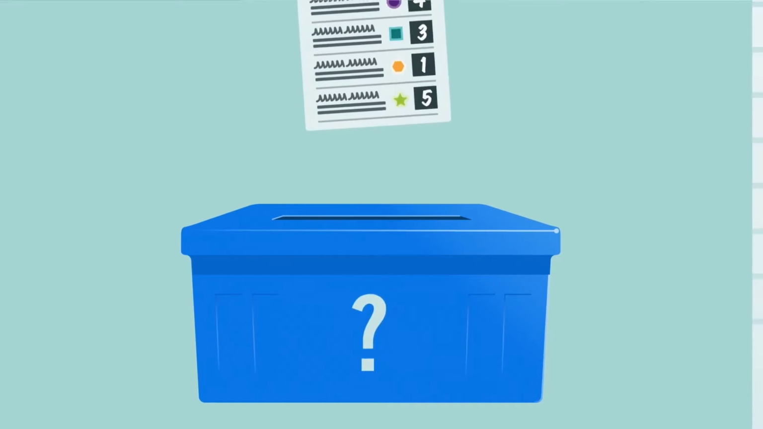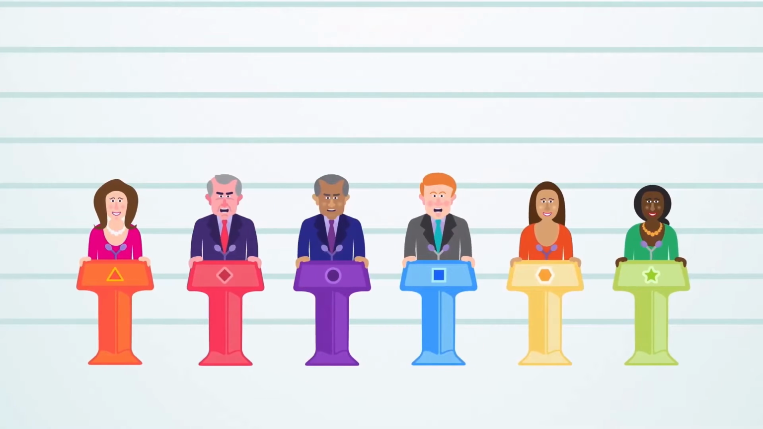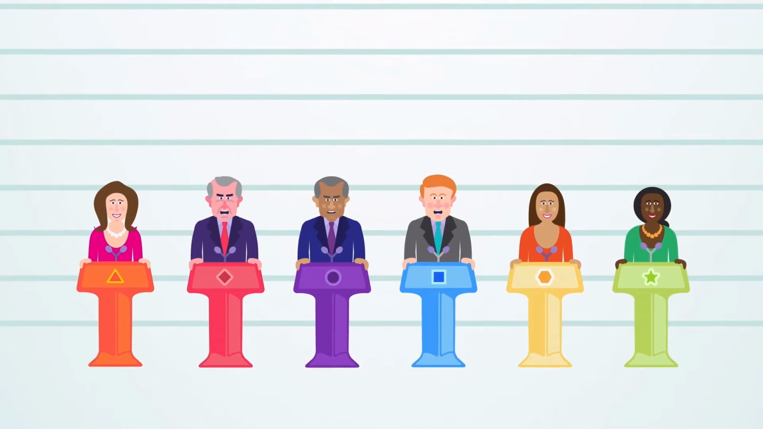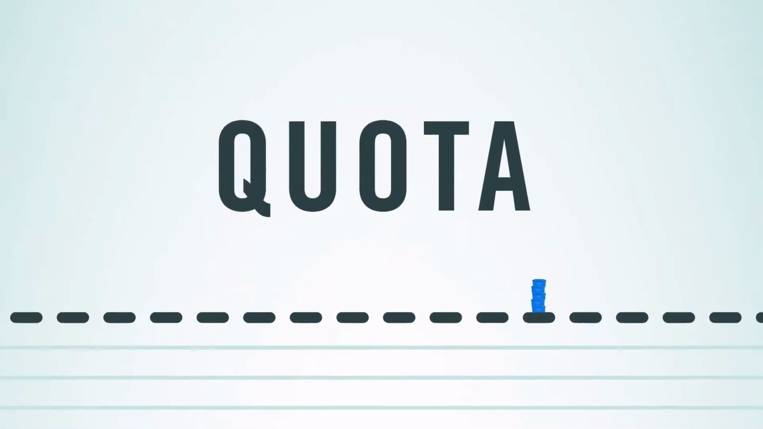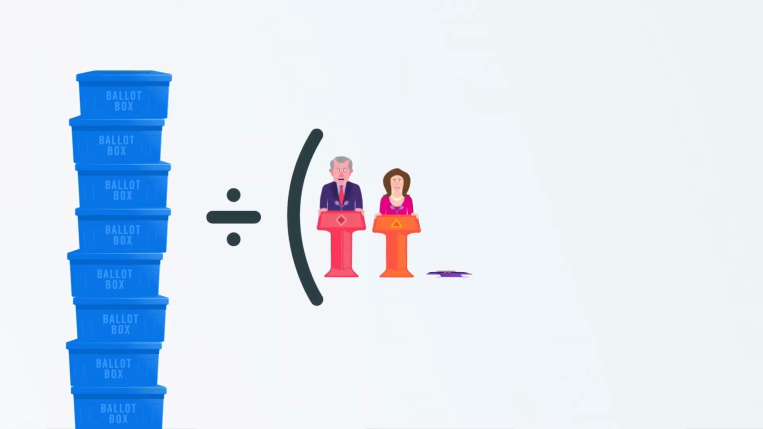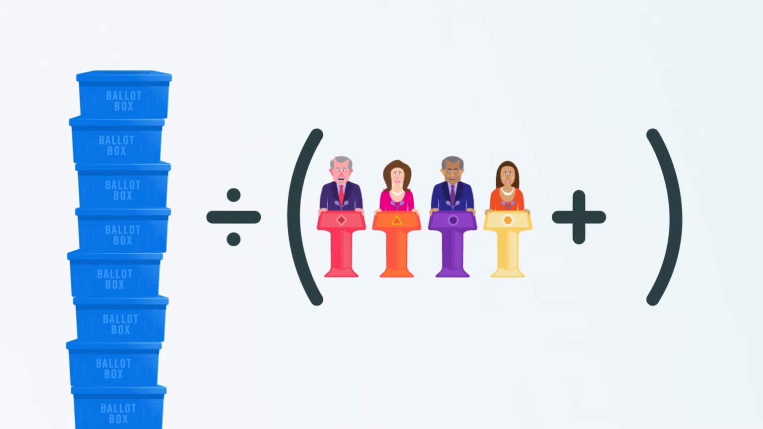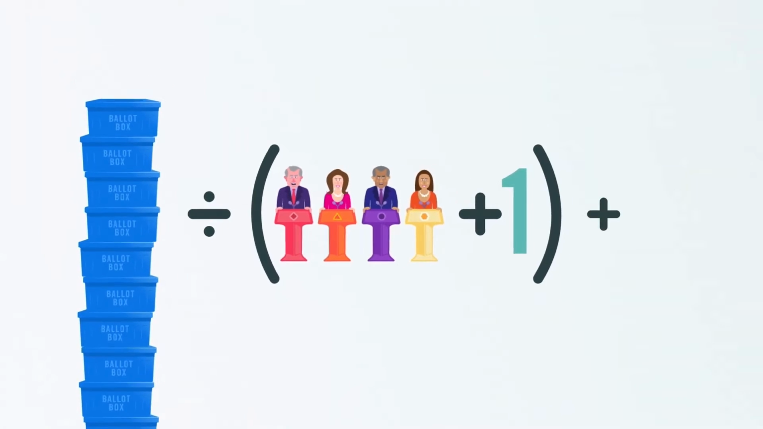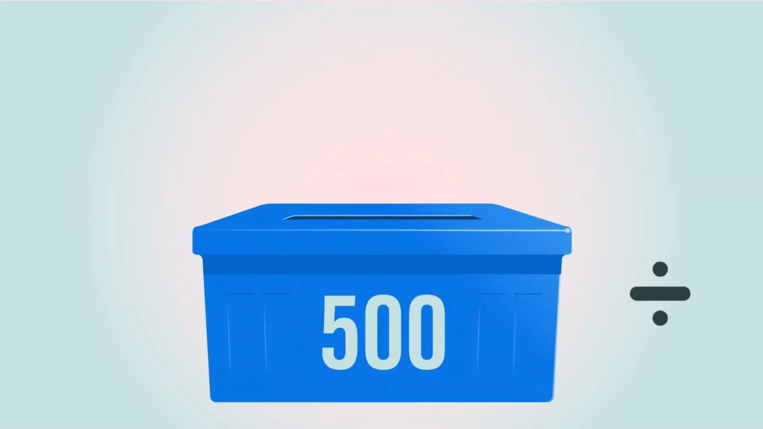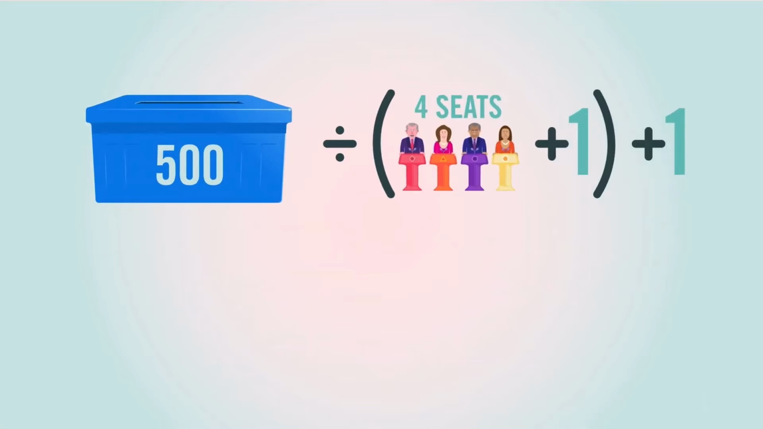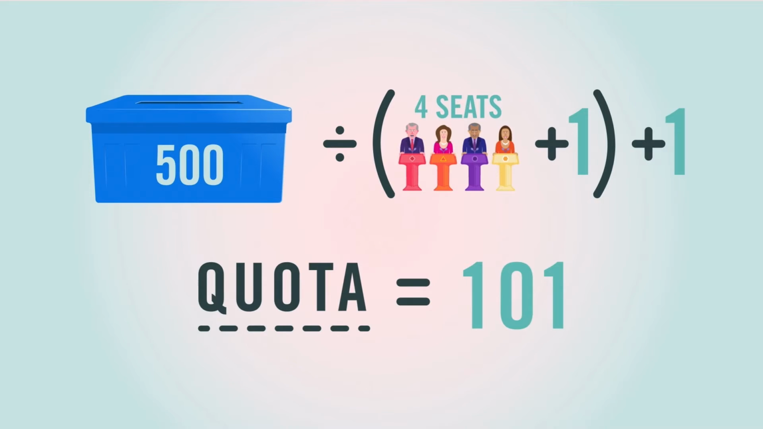But do you know how the votes are counted and how people get elected? To be elected under this voting system, a candidate must reach a set amount of votes, known as the quota. So what is the quota? The quota is calculated by dividing the total number of valid votes cast by the number of seats to be elected plus 1 seat. A 1 is then added to that result. For example, with 500 ballot papers and 4 seats to be filled, the quota would be 101.